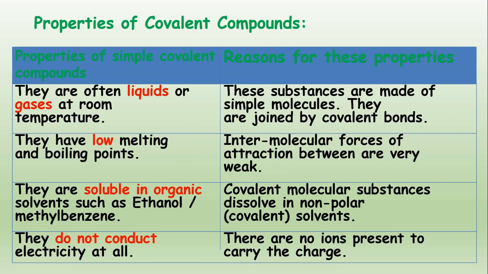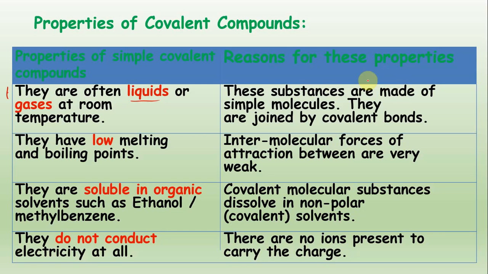Now, one of the very important topics which we are right now discussing is the properties of covalent compounds. In our last lecture we discussed the properties of ionic compounds. Now we are discussing the properties of covalent compounds, which are entirely opposite to one another. Properties of covalent compounds and the reasons for them. Number one property is they are often liquids or gases at room temperature, but ionic compounds are always solids at room temperature.